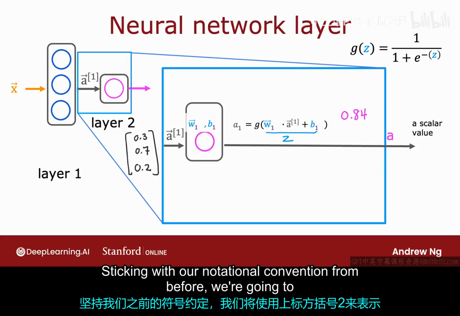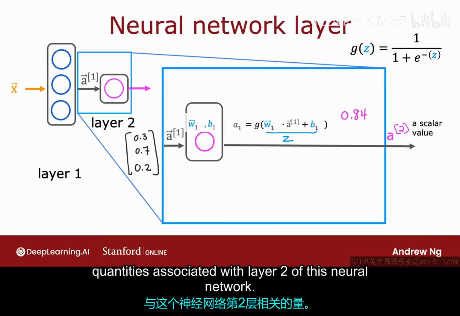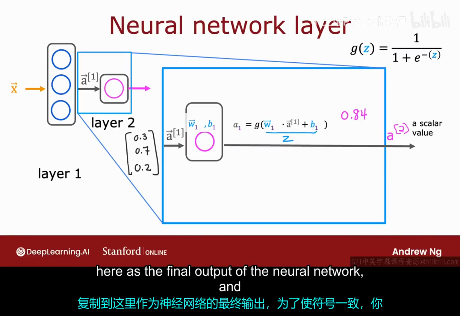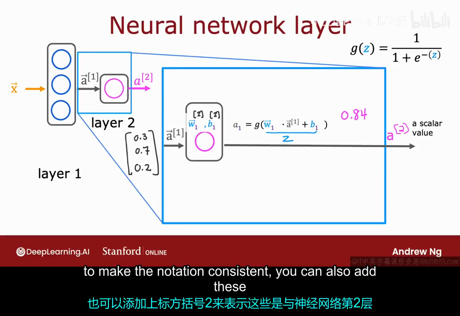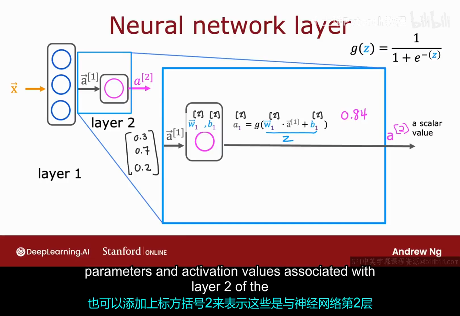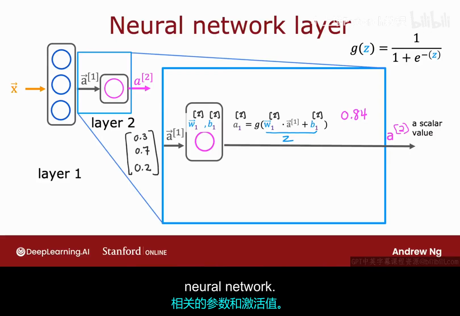Sticking with our notational convention from before, we're going to use A superscript in square brackets 2 to denote the quantities associated with layer 2 of this neural network. So A superscript square bracket 2 is the output of this layer. And so I'm going to also copy this here as the final output of the neural network. And to make the notation consistent, you can also add these superscript square bracket 2s to denote that these are the parameters and activation values associated with layer 2 of the neural network.